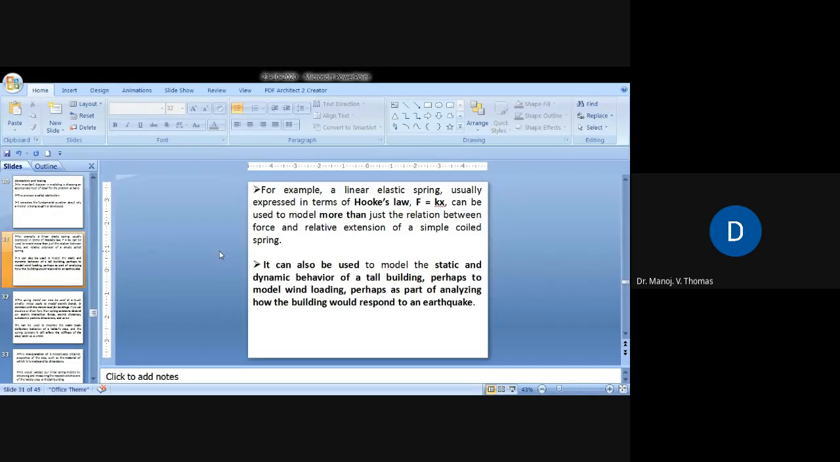Now what we say is this Hooke's law can be used not only to study a spring, but it can be extended to model the behavior of a tall building, how it stands against wind, perhaps to model wind loading, the effect of wind as a force on a building. When the wind blows, it exerts a force on the building. Whether it tilts or whether there is any deformation in the building, that is related to the stability of the building. We can study that using this.